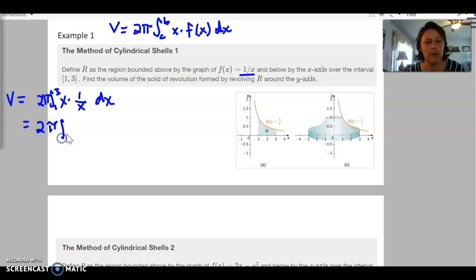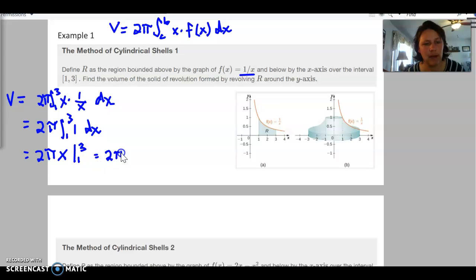So we have 2 pi from 1 to 3. Well, what happens to x over x? It really just becomes 1. And we could really even just write dx in there. You don't even have to write the 1. So now let's integrate. And we have 2 pi times the integral of 1 is going to be x. And we're integrating from 1 to 3.